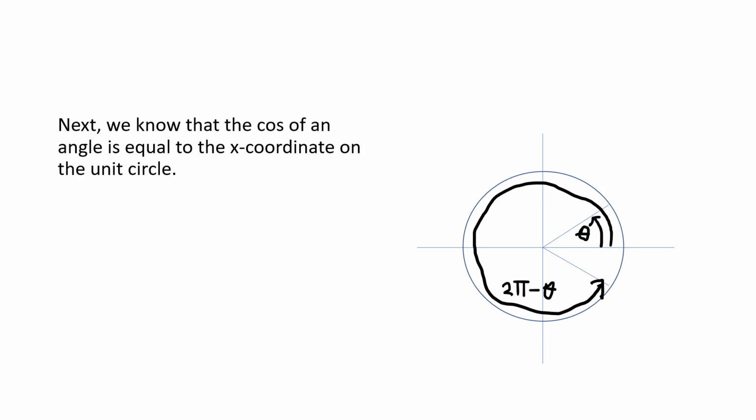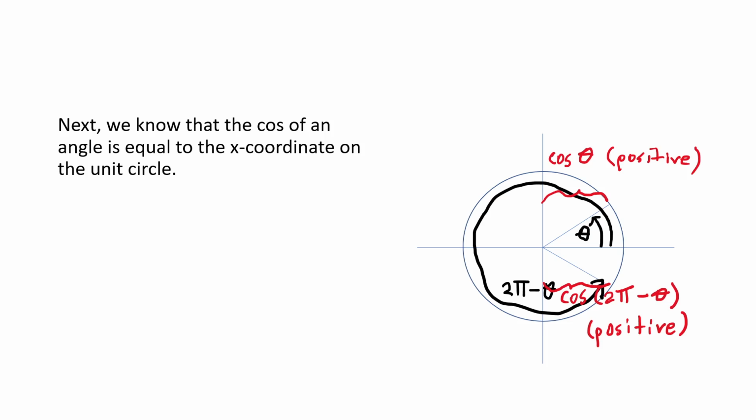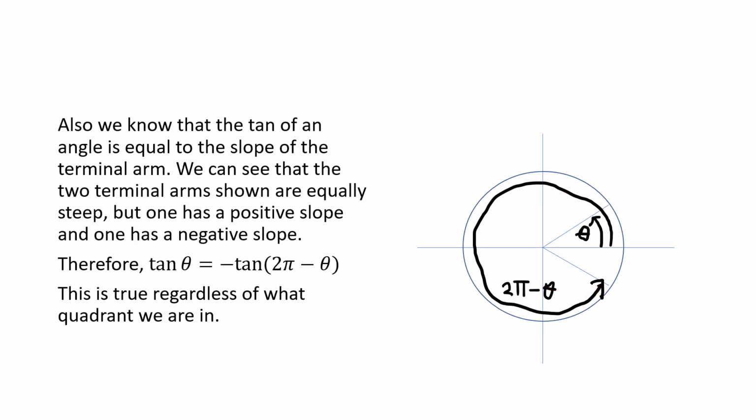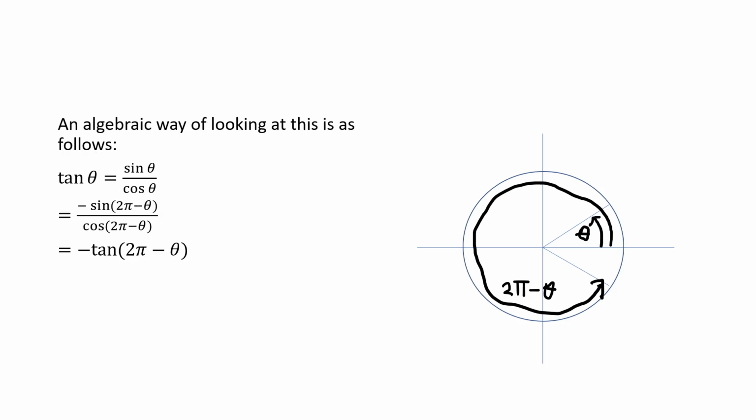Now, looking at the cosine, we see that the x-coordinates are actually identical, and they're both positive. So we see that the cos of theta is equal to the cosine of 2 pi minus theta. It'll be true regardless of what quadrant we're in. And finally, we see that the slopes of those terminal arms have the same magnitude, but one's positive and one's negative, because the rise over the run of both will be the same, but one rise over run will be positive, one will be negative. And so we can see that the tan of theta will equal negative the tan of 2 pi minus theta, regardless of what quadrant we're in.